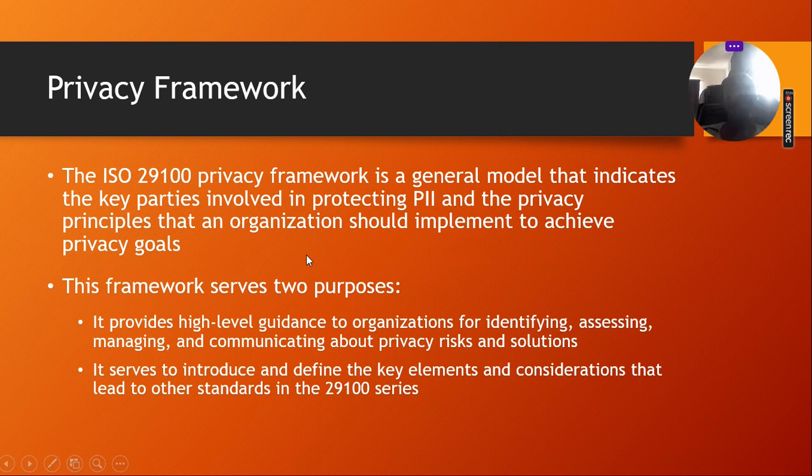Now let's go to privacy framework. Remember, anything privacy is a 29 series, ISO 29100, right? It talks about the privacy framework. This framework has two purposes: to provide high-level guidance to organizations for identifying, assessing, managing and communicating about privacy risks and solutions. It also serves to introduce and define the key elements and considerations that lead to other standards in the whole of the 29100 series.